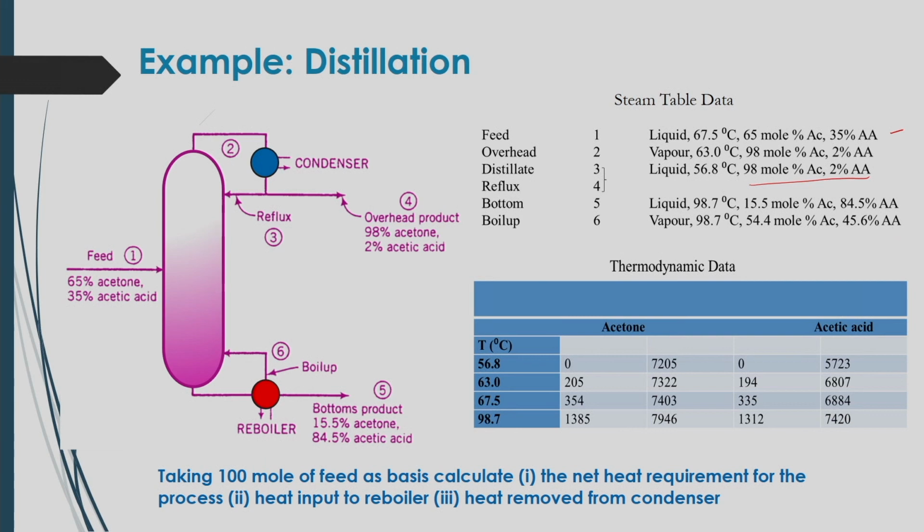So, in this case you have to find out, at the different temperatures of these different streams, what the thermodynamic data will be, like the enthalpy change, which you can get from the steam table. Here it is given in this table. From this we can calculate, by doing the energy balance, the net heat requirement for the process.